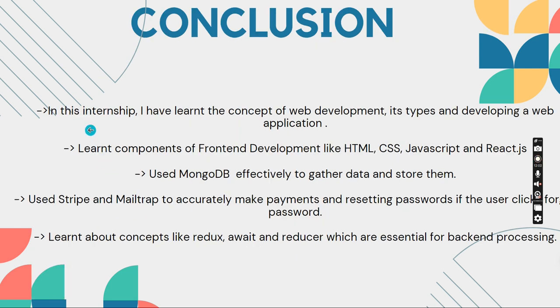So, to conclude, in this internship, I have learned the concept of web development, its types, and developing a web application. Learned components of front end development like HTML, CSS, JavaScript, and React.js. Used MongoDB effectively to gather data and store them. Used Stripe and Mailtrap to accurately make payments and reset passwords if the user clicks forgot password. Learned about concepts like Redux, Await, and Reducer, which are essential for backend processing. So this concludes the presentation. Now we'll go to the demo for demonstrating the project.